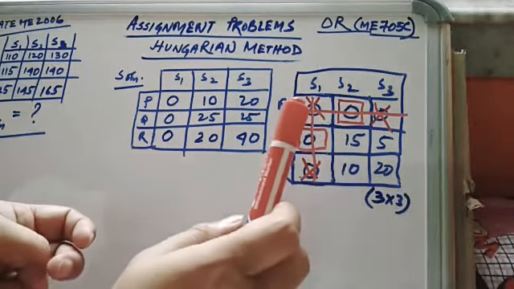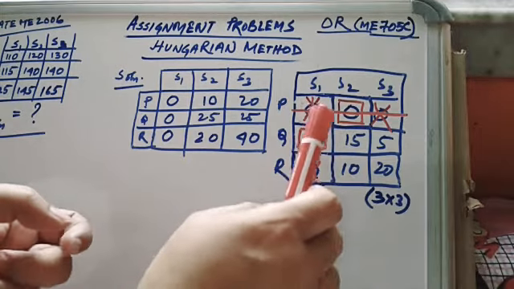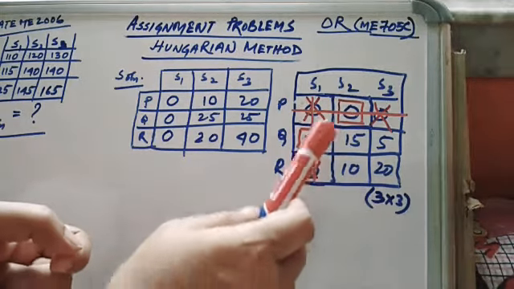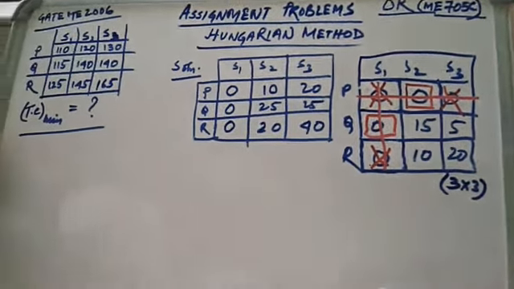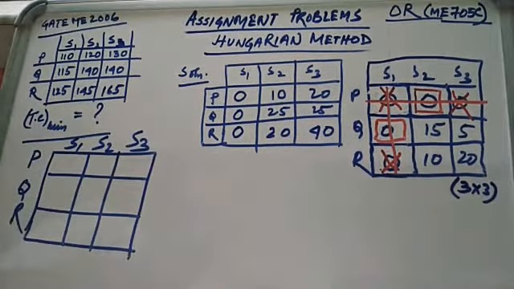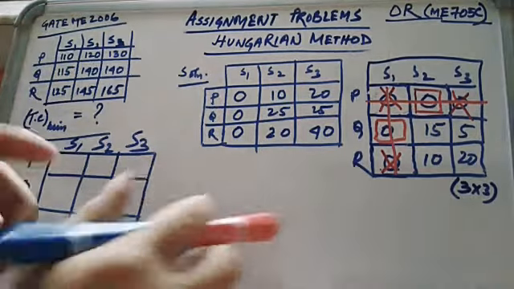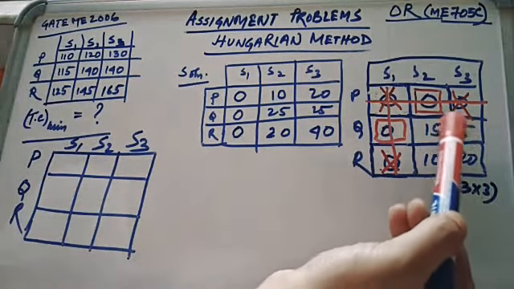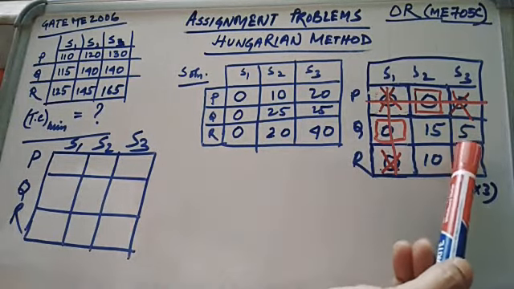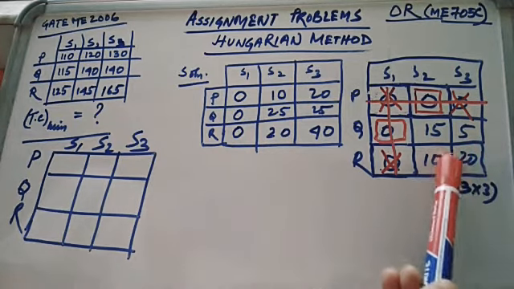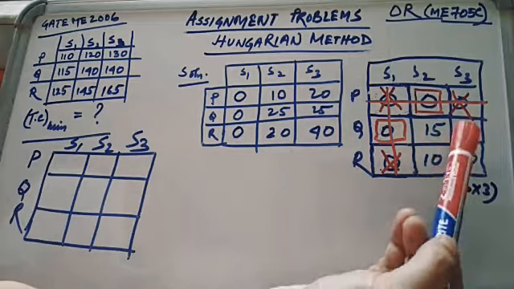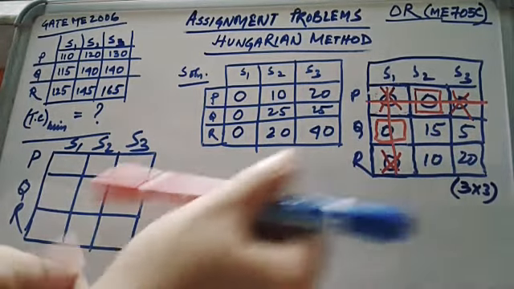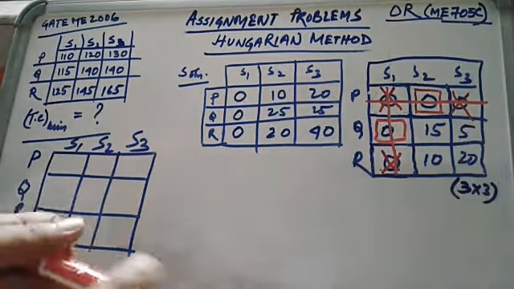zeros. Because we are unable to assign 3 zeros, we have to again perform another operation. What is the another operation? You find the uncovered region. Over here is the uncovered region. You have to choose the least value among the uncovered region, which is 5 over here. Okay. Now this 5 you have to select.